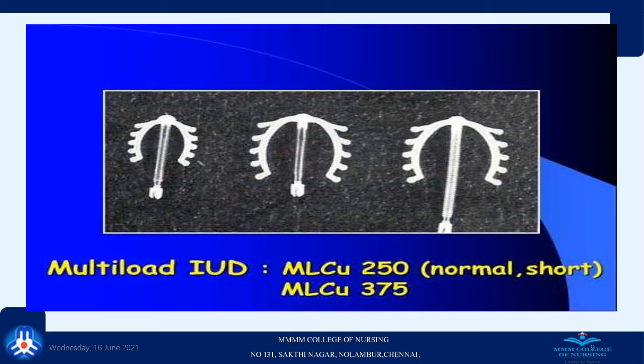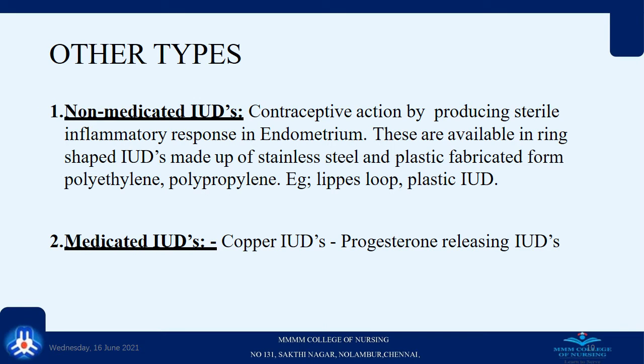Multi-load copper 250, its duration is about 3 years, whereas multi-load copper 375, its duration is about 5 years. So there are some other types of intrauterine device.